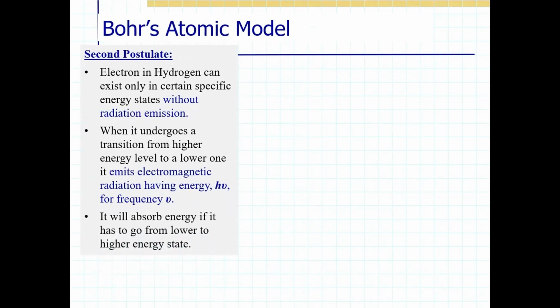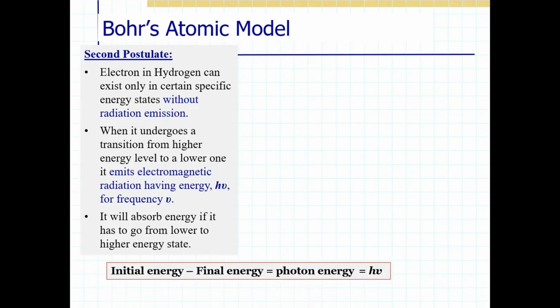They will absorb energy if they are going from a lower energy level to a higher energy level. So initial energy minus the final energy will be the photon energy, either absorbed or emitted, and it will have the value h into nu. The nu is the frequency, h is the Planck's constant. So each energy emission or absorption will take place in the form of a quanta, and the quanta will be based on the small value of h.